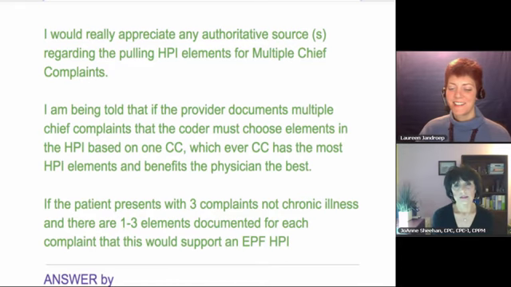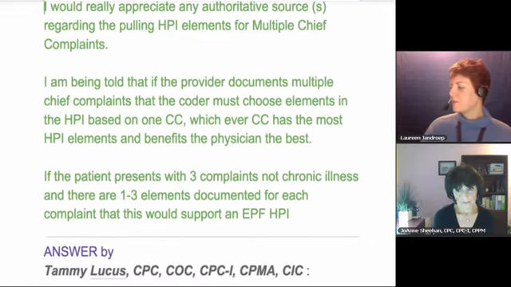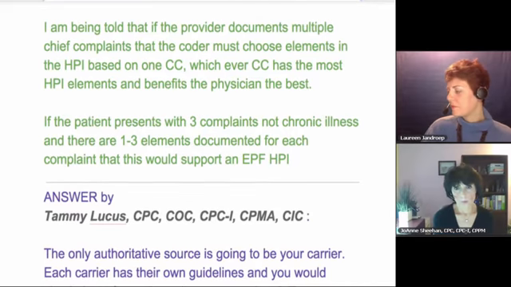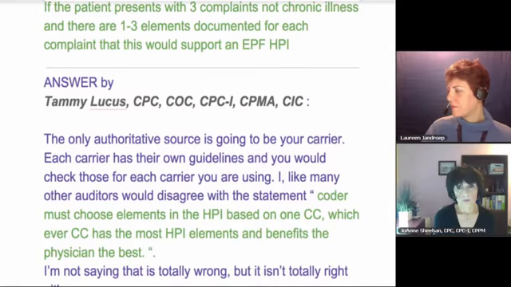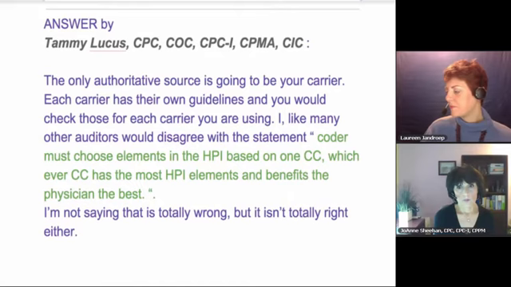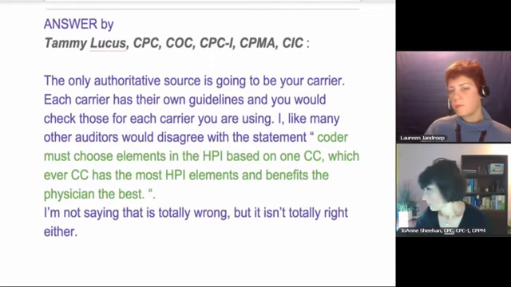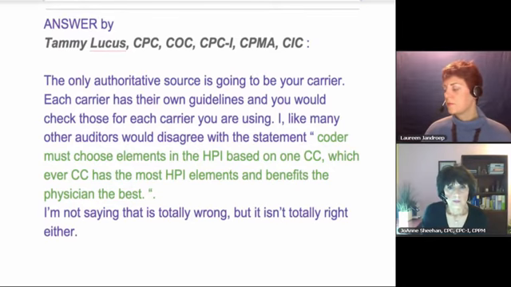So people who are like me may want to go in complaining about knee pain, and then they want to complain about ringing in the ears, that type of thing. The only authoritative source that you're going to be able to find is whatever carrier you're billing for. CMS isn't even going to be the authoritative source on this, because every carrier can set their own guideline for determining their HPI. I can give you some rules of thumb, but you're still going to have to go back to that carrier.